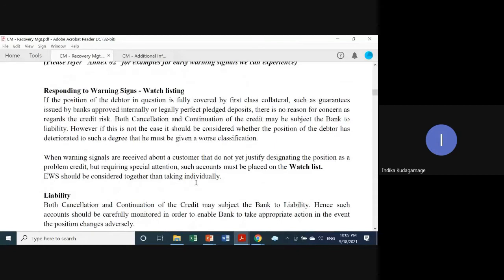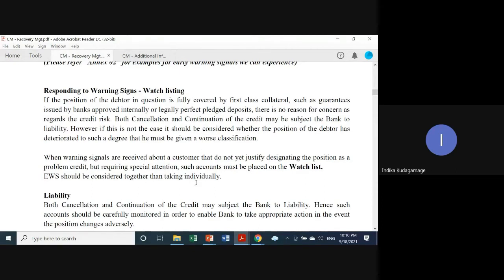Then when the customer is paying regularly, it's fine. If they come into arrears, 1 month, 2 months arrears, you should watch list. If a customer is more than a month in arrears, you have to watch list. That means we have to monitor these customers regularly rather than just wait for them to come. So watch listing is a key.